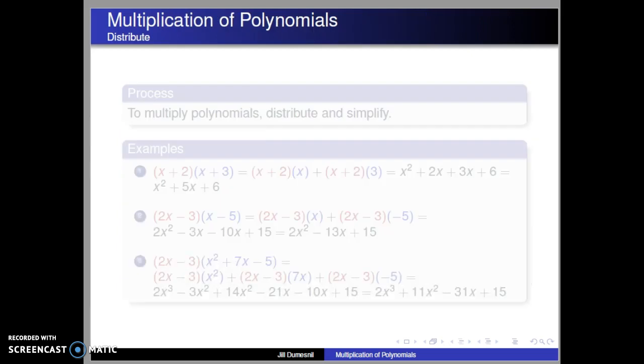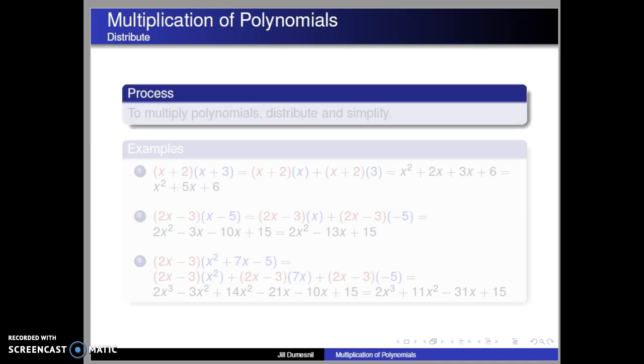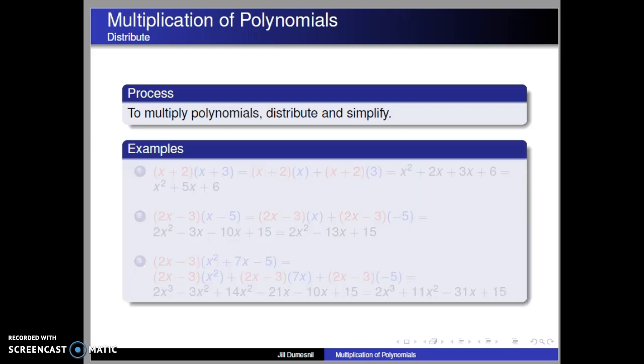Now let's consider multiplying general polynomials. The process is to carefully distribute and then simplify. Again, let's consider 3 examples.